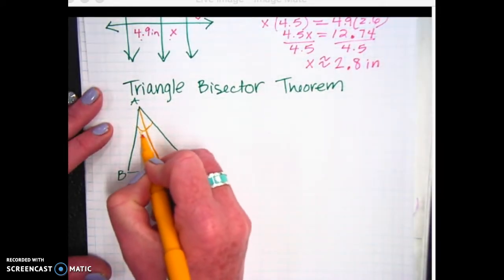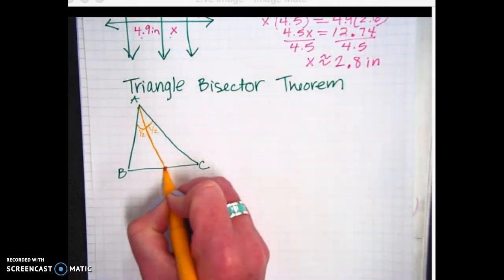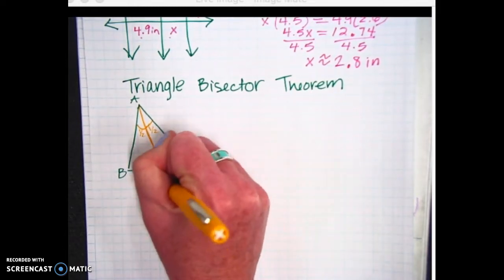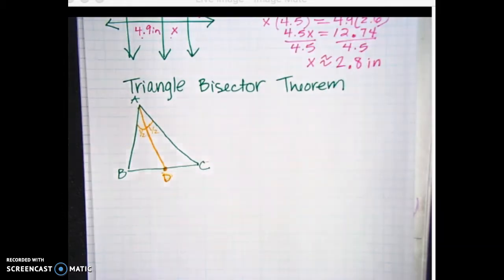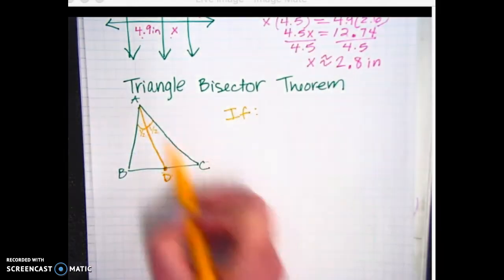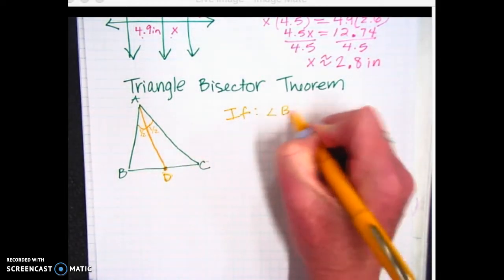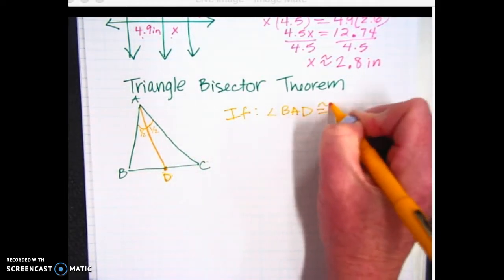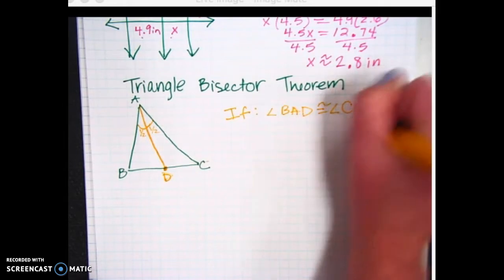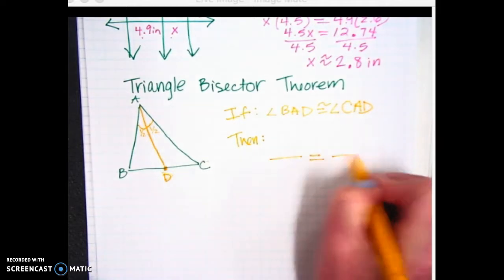You have whatever this measurement is and whatever this measurement is, okay? It creates a third point down here at the bottom. We'll call it D, okay? This theorem says that if the angles created are congruent to each other, so angle BAD, if it's congruent to the other angle, CAD, meaning it's perfectly bisected, then we're going to have another proportion.